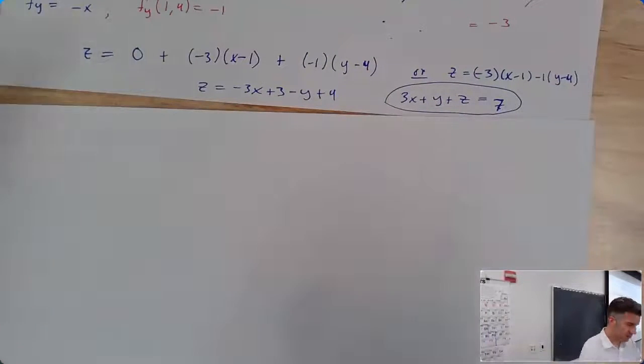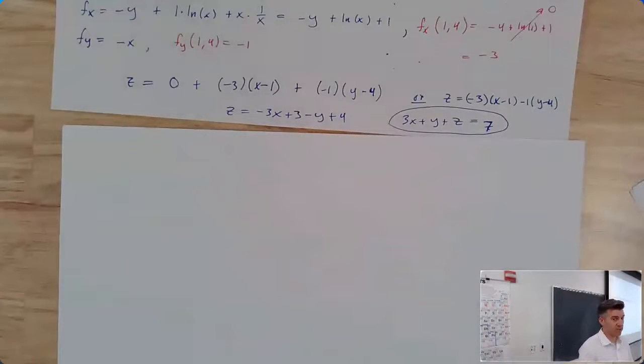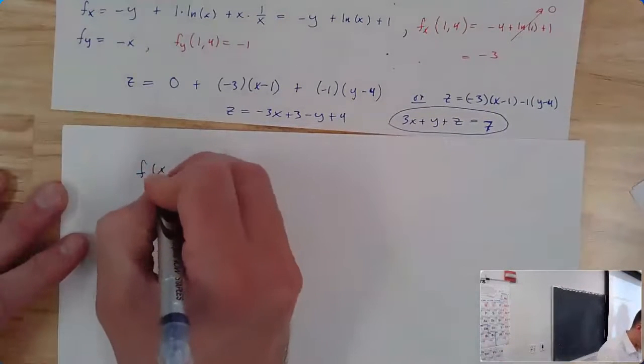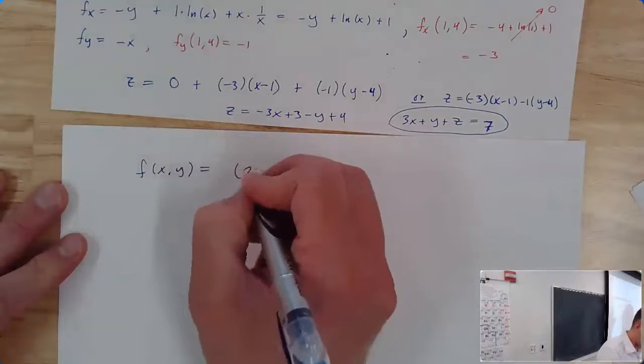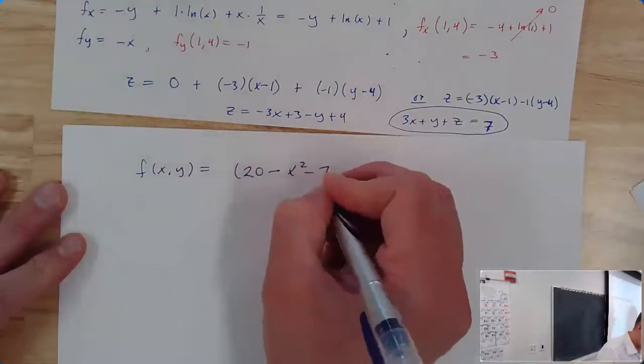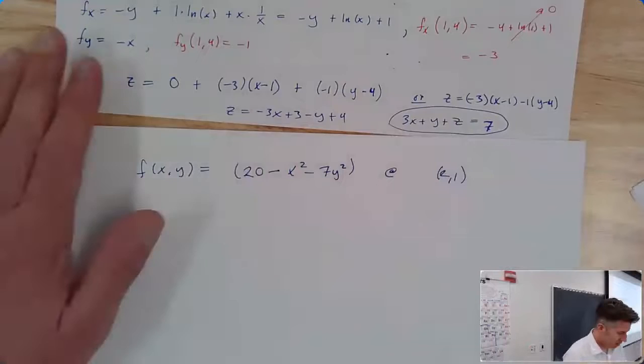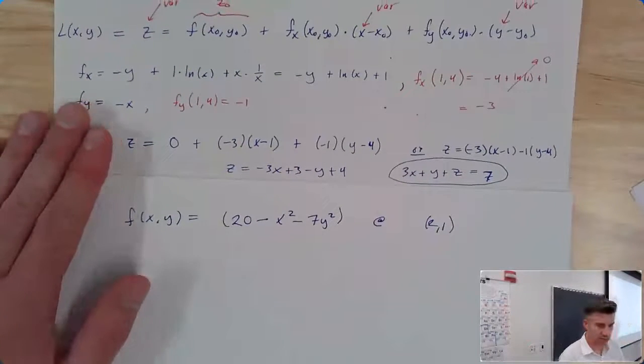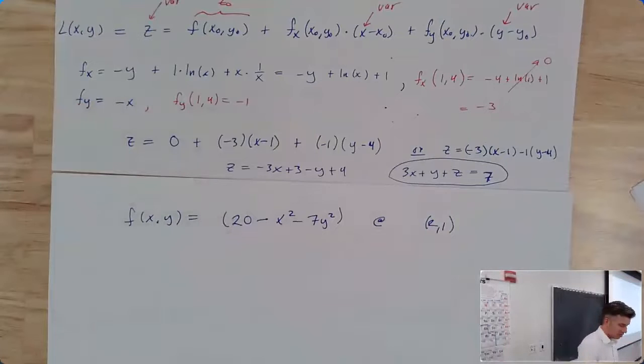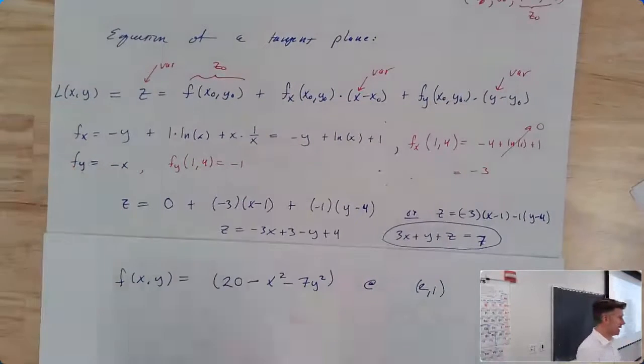So question 7, find a linear approximation to the function f of x comma y equal to, I'm going to write it as 20 minus x squared minus 7y squared at the point 2 comma 1. Here's what I want everyone to see before I write the rest of the question. Currently, these two questions are the same question. Different function, but the same question. Both of these questions are asking us to find the equation of the tangent plane, also known as the linearization of the surface. They're the same thing. They're going together on purpose.